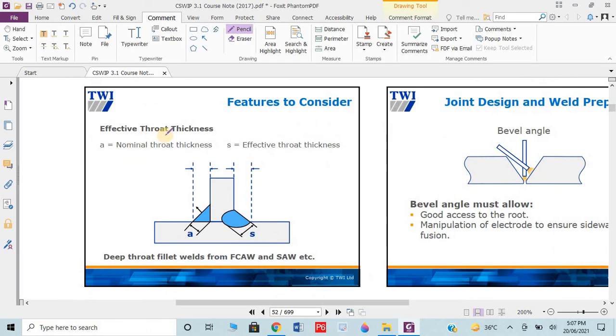Right. Then we have effective throat thickness, and nominal throat thickness A. Up to here is the nominal throat thickness. Then we have effective throat thickness. Effective throat thickness means this throat thickness is more effective.